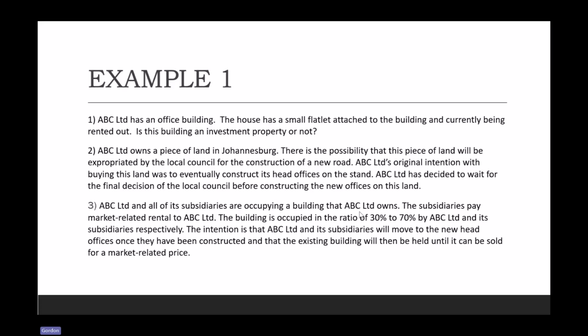Right? So there's an office building. ABC Limited as a company has an office building. Attached to this building is a small flatlet. Right? And it's currently being rented out. So this small flatlet that is attached to the building is currently being rented out. Is this building an investment property or not? So it's not talking about the flat. It's talking about this office building as a whole. Is it an investment property or not?